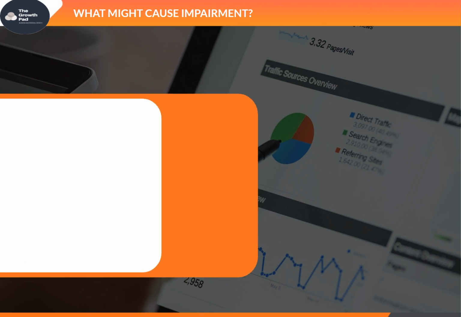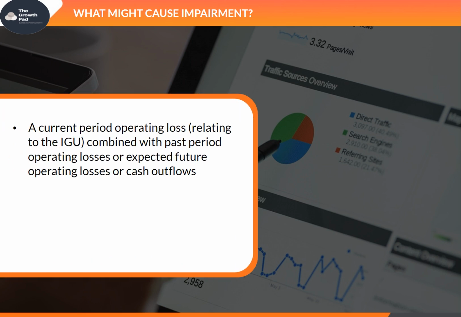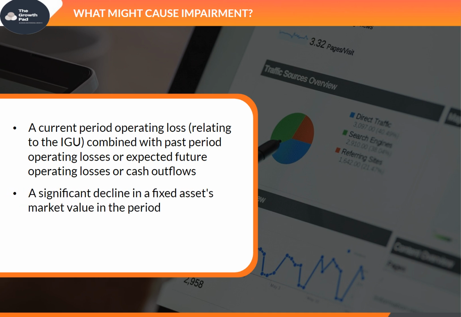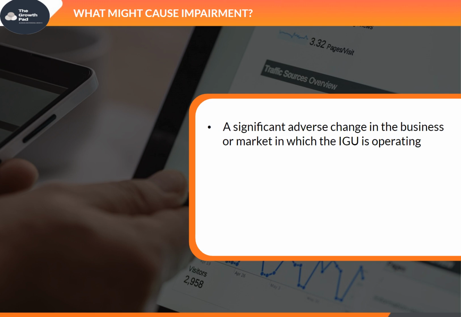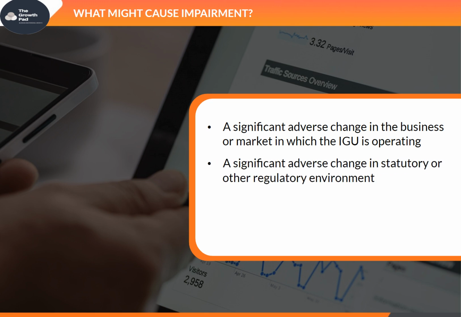What might cause impairment? A current period operating loss relating to the IGU, combined with past period operating losses, or expected future operating losses, or cash outflows. A significant decline in a fixed asset's market value in the period. Evidence of obsolescence or physical damage to a fixed asset. A significant adverse change in the business or market in which the IGU is operating. A significant adverse change in statutory or other regulatory environment.